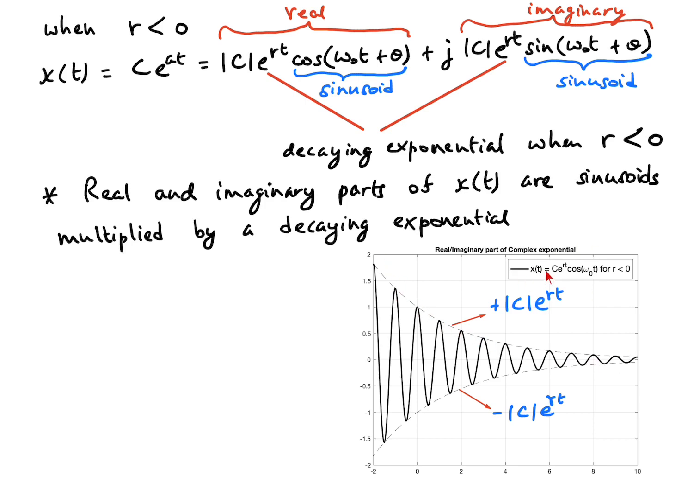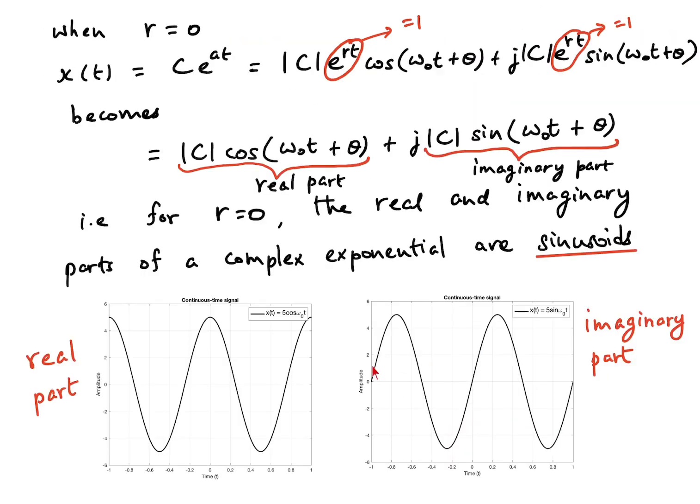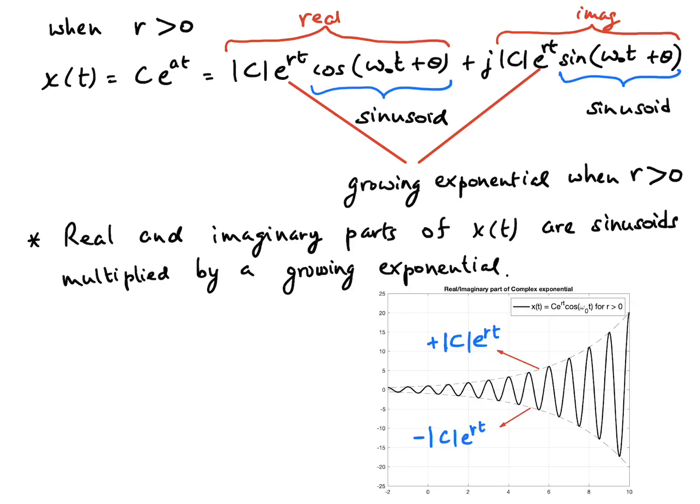What I have shown in this plot is only for the real part, for the cosine. Similarly, for the sine, it will look the same except that it will start from 0. The sine wave starts from 0 rather than starting from the peak. You see this cosine starts from the top and completes one cycle, but the sine starts from 0 and completes one cycle here. So that would be the imaginary part. The sine is the imaginary part and the cosine is the real part.